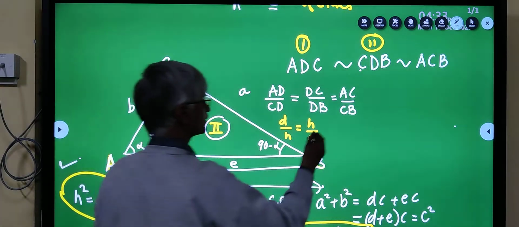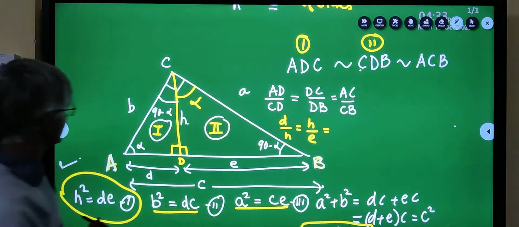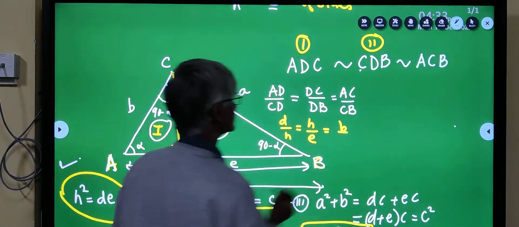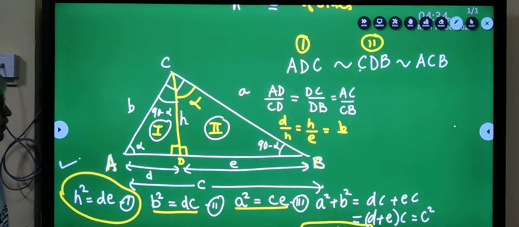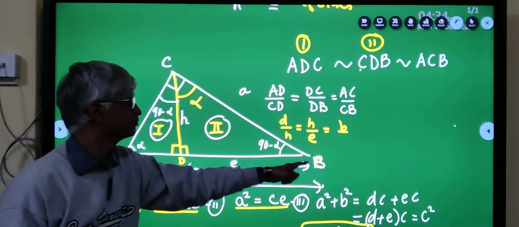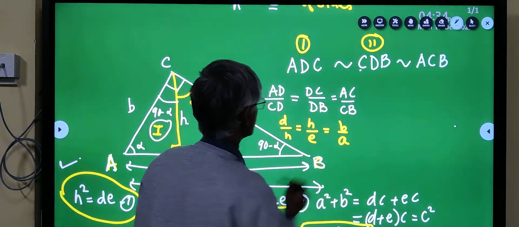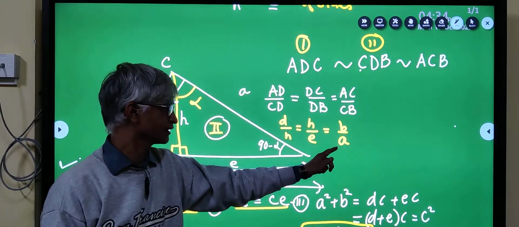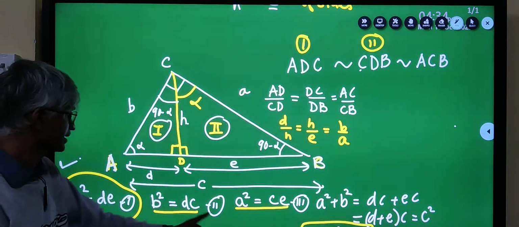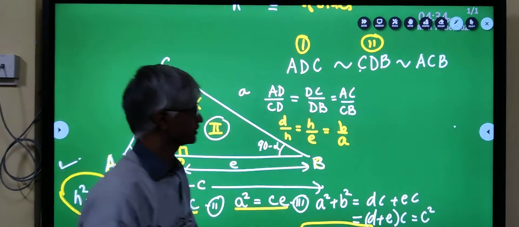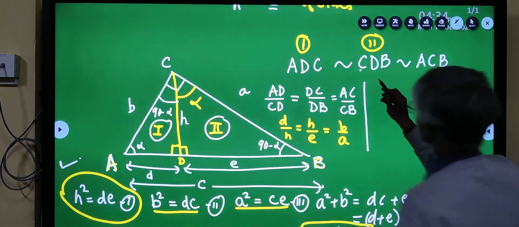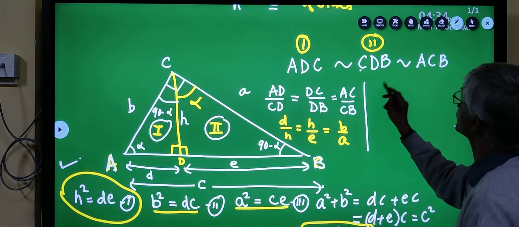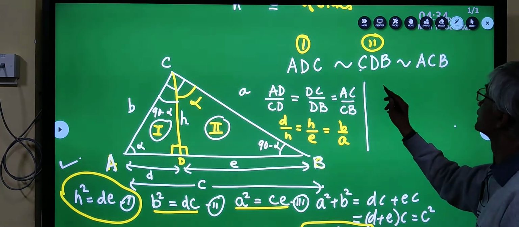Let's continue. This is equal to AC, where is AC? AC is B, by CB. CB is E. So now this is also an interesting result, but we are looking for this result now. So let me get to the other triangle. So here anyway, please note that I only got H square is equal to DE here. Now let me do this in exactly the similar way.